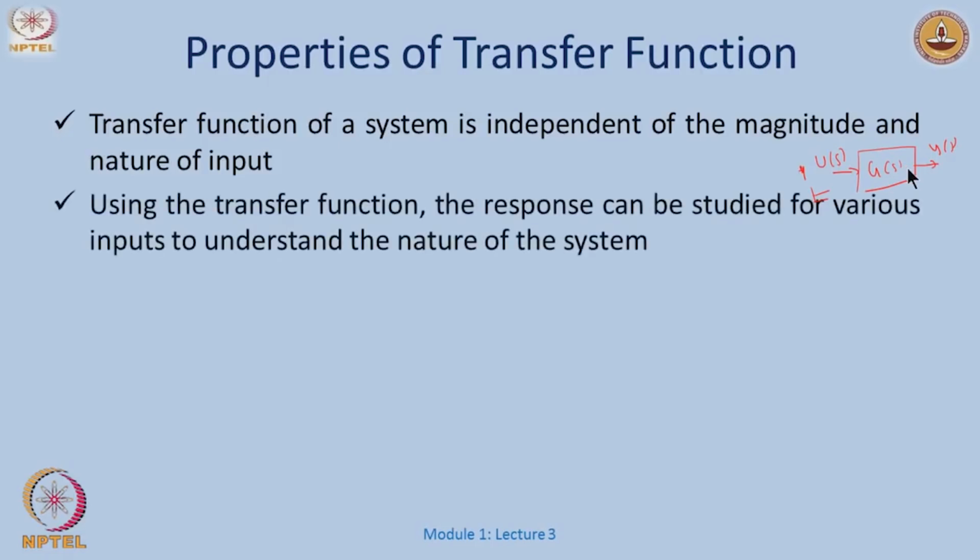Okay. So, once I have G of S, I can easily study what could be the response for different kinds of inputs. For example, Y of S is G of S times U of S. So, this is fixed. Give me any signal U of S, I can always study what is the response.